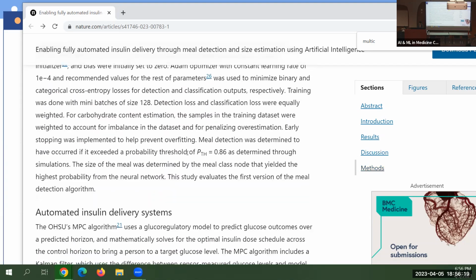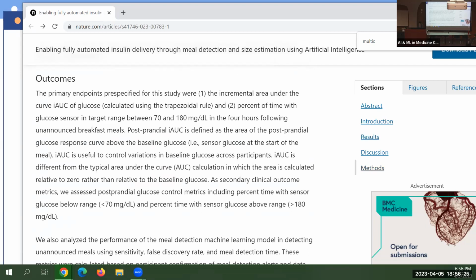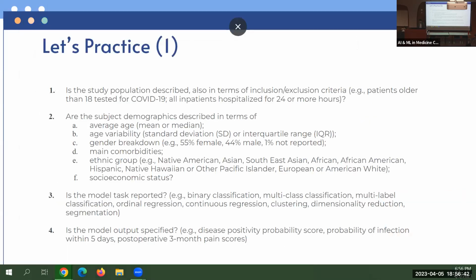Oh, outcomes. There we go. Yes, exactly. So the primary endpoint, the incremental area under the curve of glucose, and then percent of time with glucose sensor in target range between 70 and 180. Yeah, so they talk about their outcomes. So the model output is actually specified. Well, that was actually a study outcome, but I guess they're going to have the model output to get to the study outcome, because otherwise that wouldn't make sense.